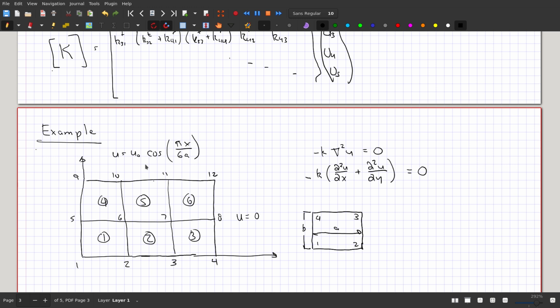But what I'm going to do instead, for simplicity, so I don't have to write and evaluate the integrals here, is just evaluate this function at the nodes 9, 10, 11, and 12. Okay, so basically node 9 is x equals 0, 10 is x equals a, 11 is x equals 2a, 12 is x equals 3a, right? So I'll do that.